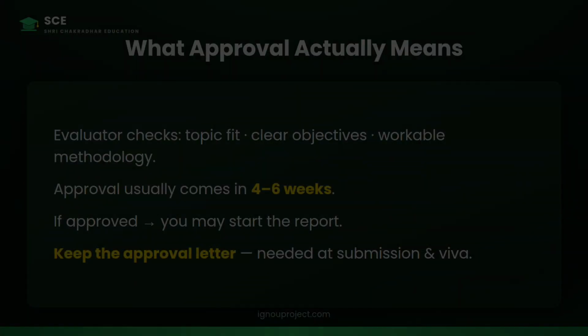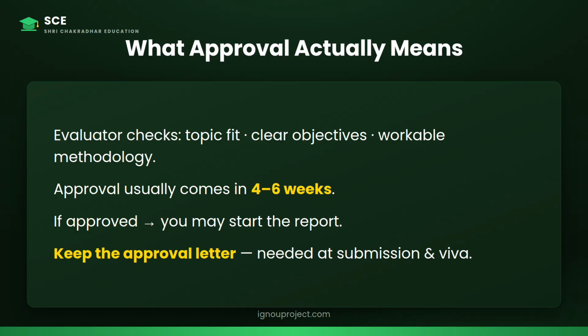Here is what approval actually means in practice. When you submit your synopsis with your guide's signature and bio data to your regional center, an evaluator checks whether your topic suits your specialization, whether your objectives are clear, and whether your methodology is workable. If everything is in order, you receive a formal approval, usually within 4 to 6 weeks. And you keep that approval letter safely, because you will need it at final submission and at the Viva. If something is wrong, the synopsis comes back with remarks and you must correct and resubmit. Our entire goal in this video is to get you approved on the first attempt.